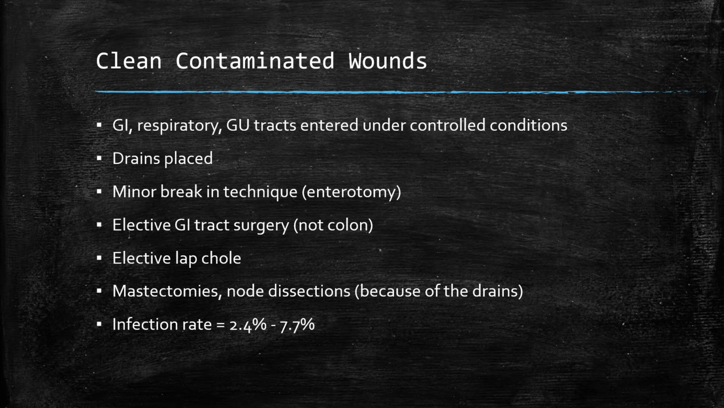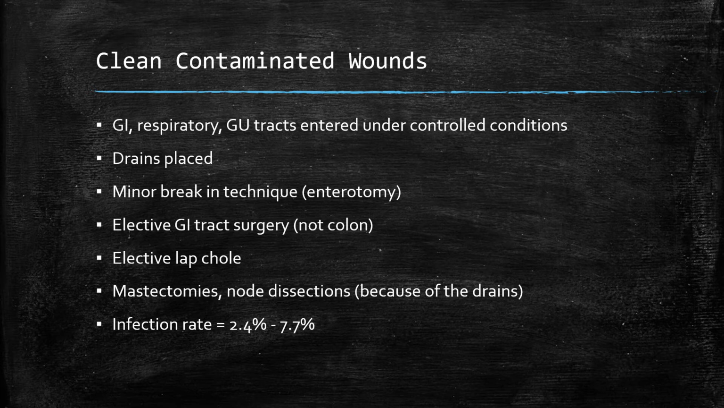There are several criteria for a case to be considered a clean contaminated case. The first is if the GI, respiratory, or GU tracts are entered under controlled conditions. So some examples of these types of cases would be an elective laparoscopic cholecystectomy, an elective gastric resection, a lung resection, or a hysterectomy. We're going to consider prepped colon cases in their own separate category, and we'll talk about those next.